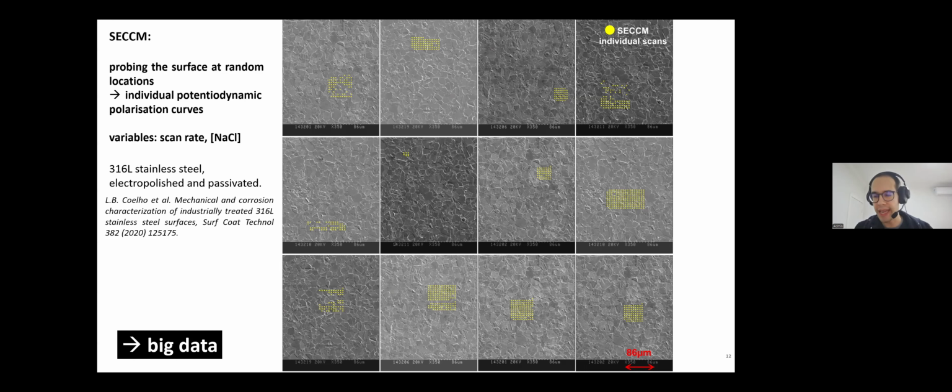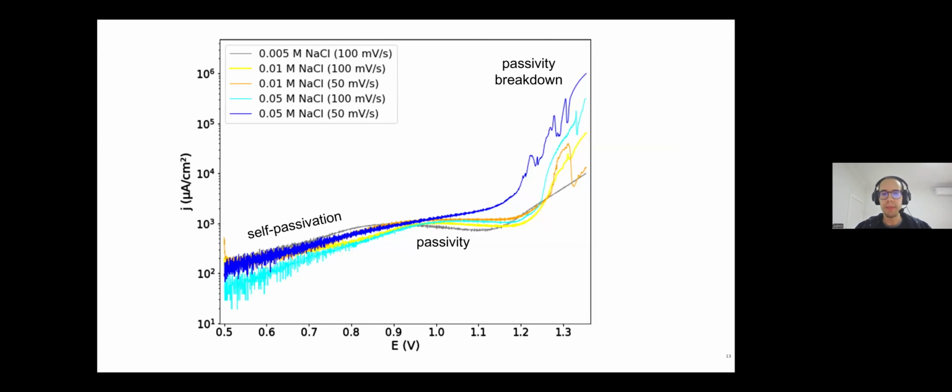If you want to use AI, of course, your data in the lab might suffice, but you should in general have more examples to comprehend all possible scenarios that your data might present. So these are examples of the polarization curves we obtained.